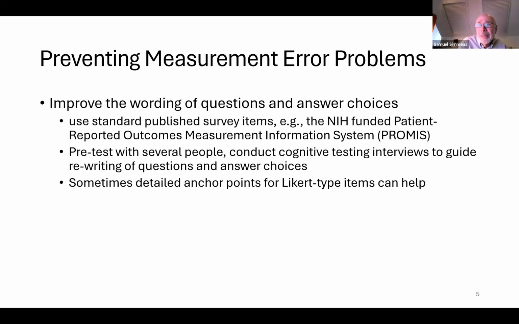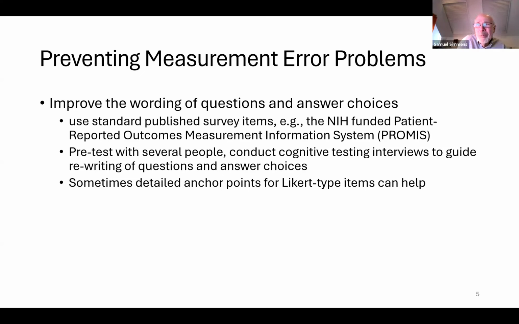Another thing to consider would be adding detailed anchor points for Likert type items. So an anchor point description would be one where, instead of saying, well, 1 means not at all, and a 5 means a lot, you would provide more description about what you mean for those anchors. And usually that's not feasible if you have a long survey instrument, because your instrument would go from being 5 pages long to 15 pages long because of all the added explanation.